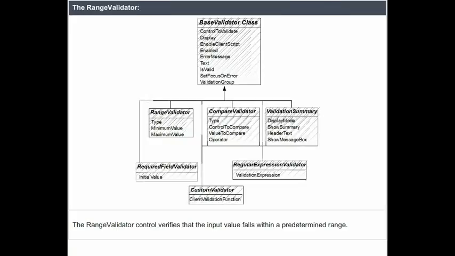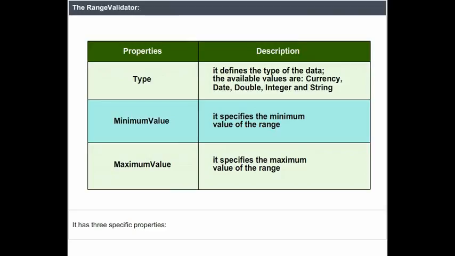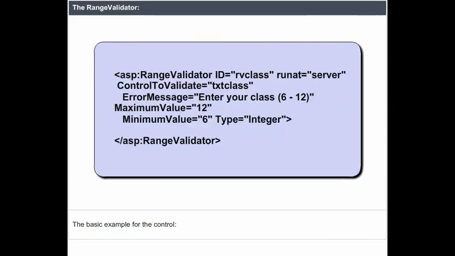The range validator. The range validator control verifies that the input value falls within a predetermined range. It has three specific properties. Type defines the type of the data. The available values are currency, date, double, integer, and string. Minimum value specifies the minimum value of the range. Maximum value specifies the maximum value of the range. The basic example for the control.